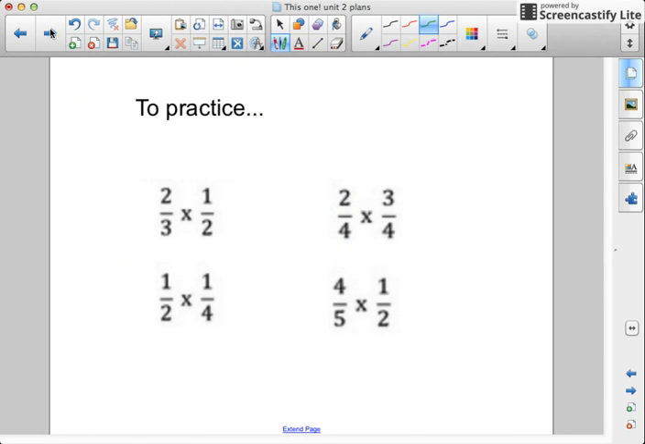So here's a few that you can try to draw a diagram to practice. Try both methods that we just did. Pause the video and I will show the correct answer in a second here.